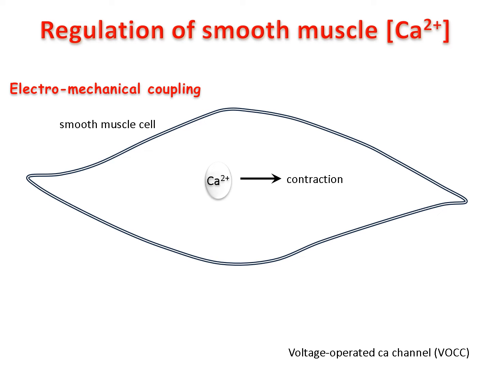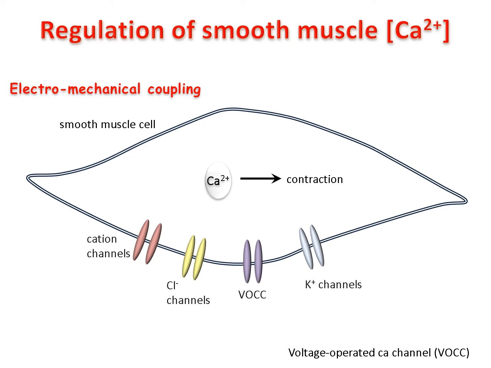This is a cartoon of a smooth muscle cell. The cell membrane contains a variety of ion channels that contribute to the control of the membrane potential. The key channel for contraction is the L-type voltage-operated calcium channel. When these channels are open, calcium enters the cell and directly triggers contraction.